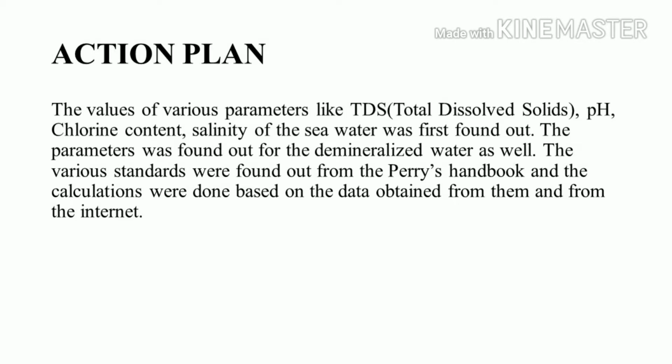Action plan. The values of various parameters like TDS, pH, chlorine content, and salinity of water were first found out. The parameters were found out for demineralized water as well. The various standards were found out from Perry's handbook and calculations were based on the data obtained from them and from reliable sources on the internet.